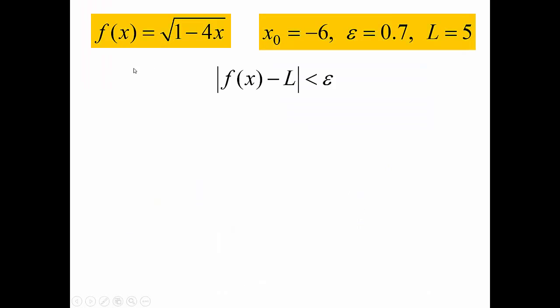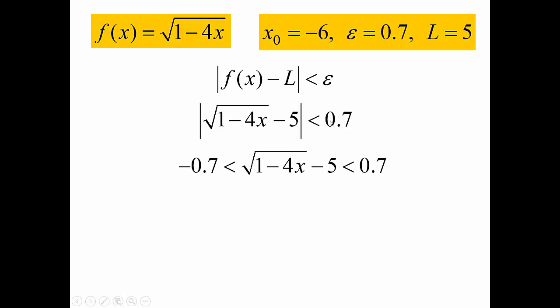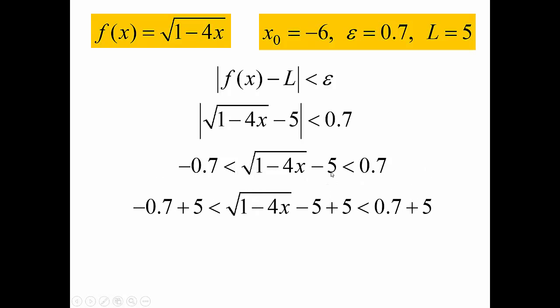All right, so now I've got all my pieces. So I plug in my function minus my limit less than epsilon. All right, what do I do next? I want to do my negative, my positive, get rid of my absolute value. And now next, I probably would add 5 to get rid of this -5 in the middle. So I'm adding 5 to all three pieces. And so I get 4.3, these 5's cancel, and I get 5.7.